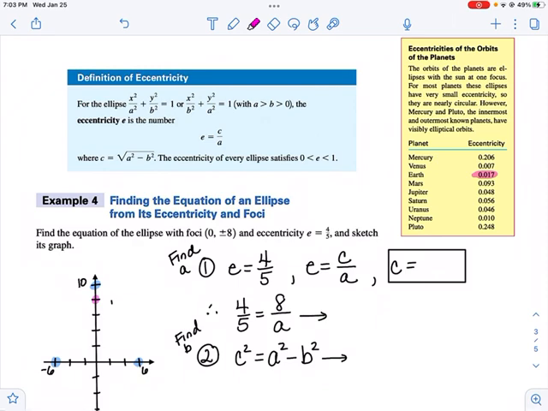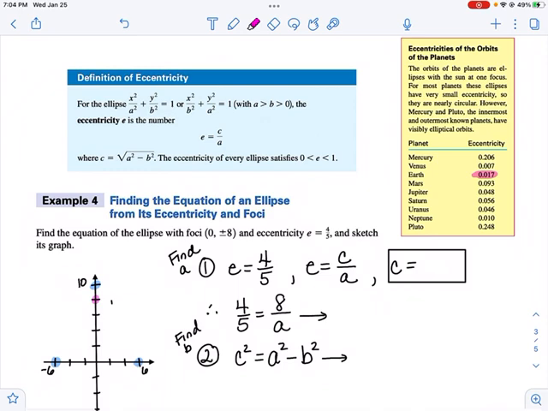let me say that differently. If the focus is really close to the vertice, you're going to have a c over a that's going to be close to 1, then you're going to have a pretty flat ellipse. But if the c value turns out to be pretty close, think of the center, c. If the focus, the c value, is pretty close to the actual center, then your orbit, if you will, is going to be fairly circular.